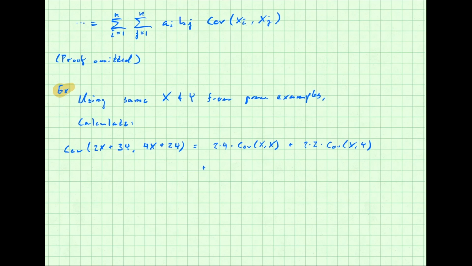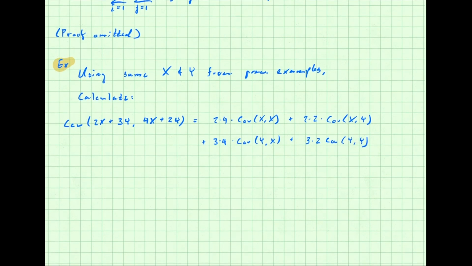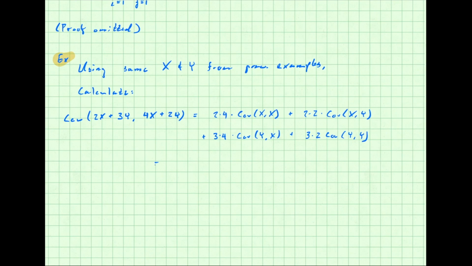And then we have plus 3 times 4 times, again, the covariance of y and x, which is the same as the covariance of x and y, plus, and lastly, 3 times 2, the covariance of y and y. All right, and so we can write that more simply as, let's see, 8 times the variance of x. Right, so that's this term here. Then I'm going to put this term here, which is 6 times the variance of y.